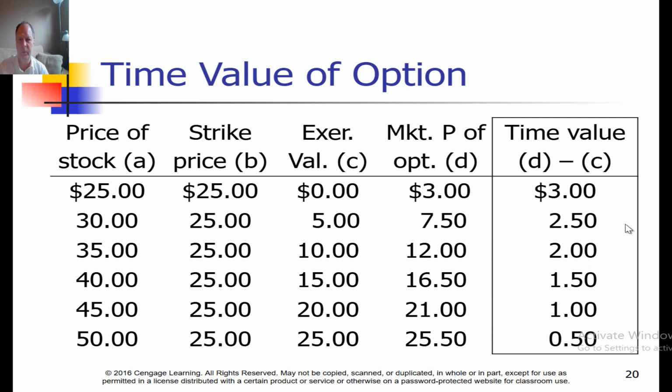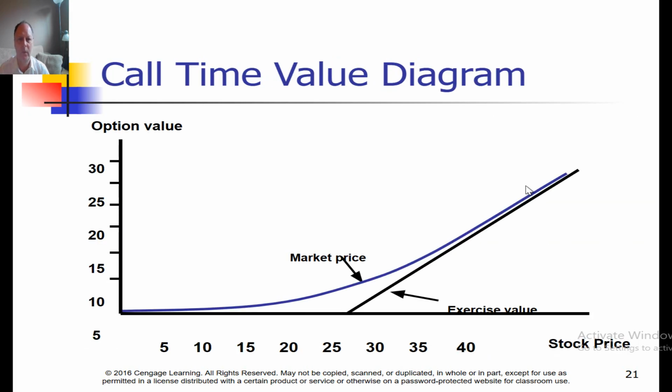And we can see that here. Our time value goes down. Here's the exercise value and market price: 25.5 minus 25 is 50 cents, whereas 3 minus 0 is 3. We can graph this out with the stock price on the x-axis, the option value on the y-axis, the exercise value here, which is either 0 or S minus X, and the market price is the curve above.